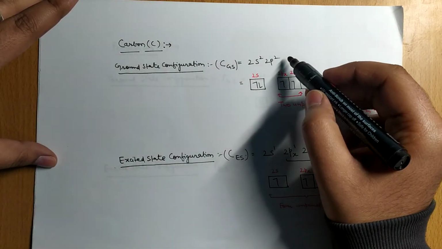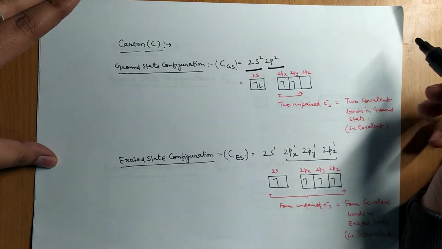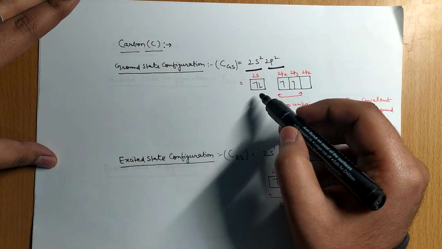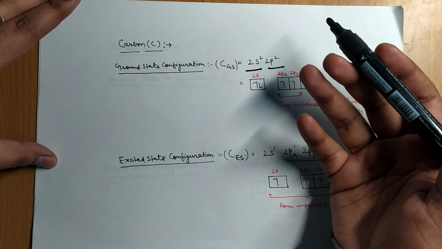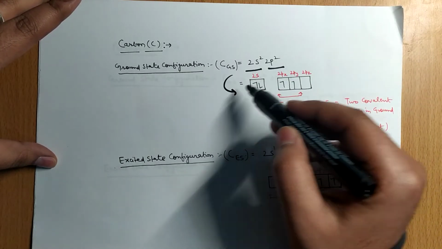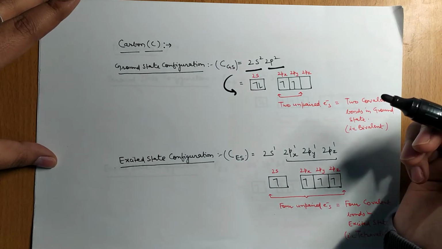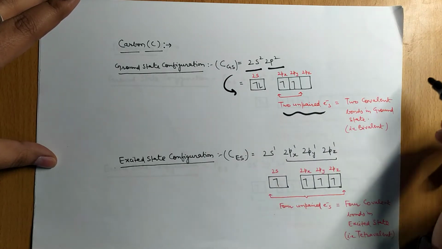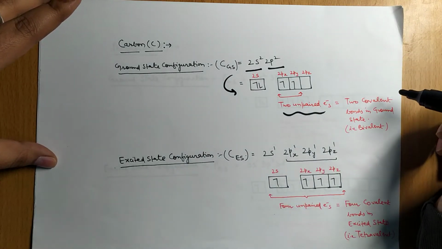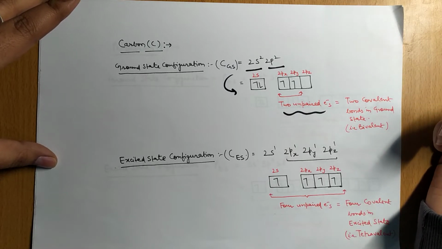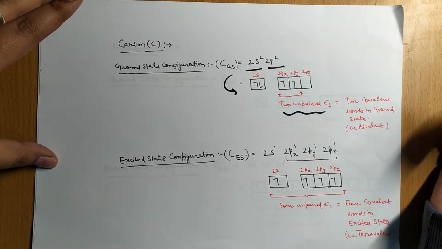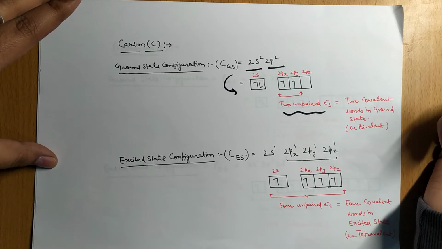we know that its ground state configuration is 2s2 2p2, and on arranging these electrons into their respective orbitals, we will come to know that it has two unpaired electrons. That is, we can say that it can form two covalent bonds in its ground state. So we can easily say that it is bivalent in nature. But we know that carbon is not bivalent in nature. Carbon is tetravalent in nature.